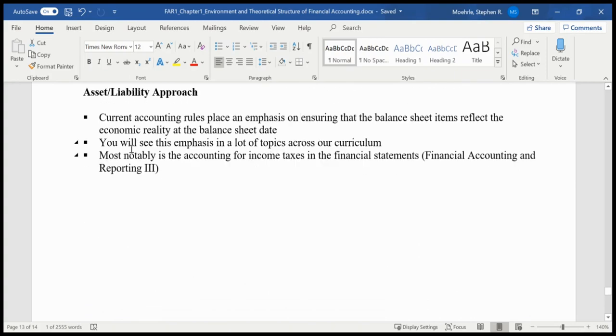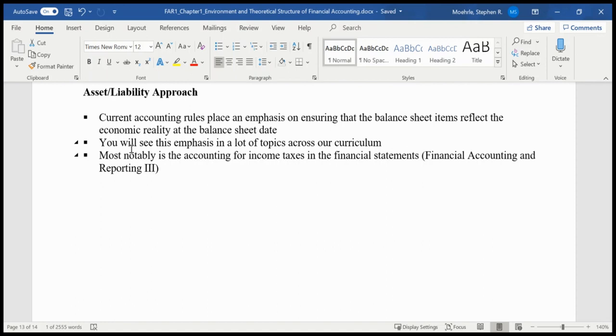Now there's something called an asset liability approach. The asset liability approach is a general approach, and it underlies the current accounting rules. They place an emphasis on ensuring that the balance sheet items reflect the economic reality at that balance sheet date. You will see this emphasis in a lot of topics across our curriculum.